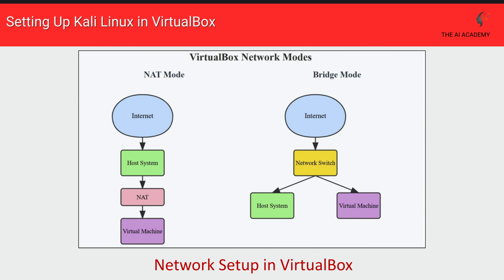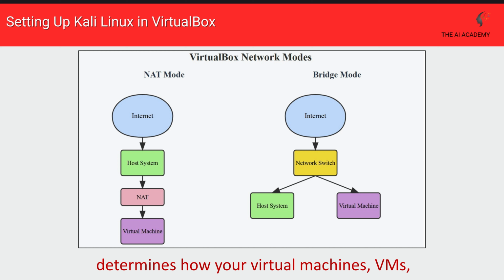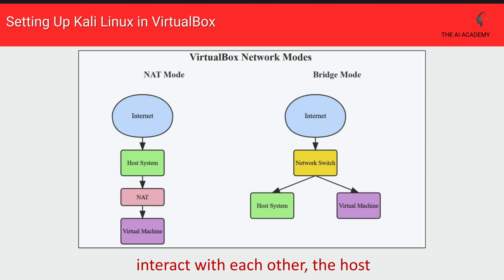Network setup in VirtualBox. Now that we have both the attacker and victim systems ready, the next step is setting up the network configuration in VirtualBox. This is a critical part of your ethical hacking lab, as it determines how your virtual machines, VMs, interact with each other, the host system, and the Internet.